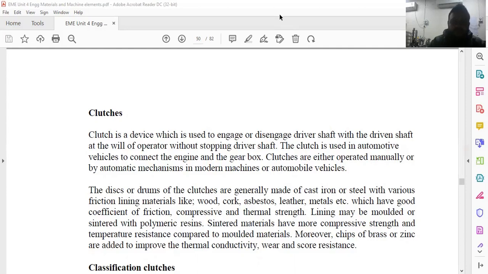The clutch is a very simple element which is normally used to engage or disengage the driver shaft with the driven shaft. Normally in automobile engineering, specifically in the two-wheeler or four-wheeler that you are driving, we have the driver shaft. Driver shaft means the shaft associated or fitted with the engine itself, and the driven shaft is the shaft associated or fitted with the rear wheel.